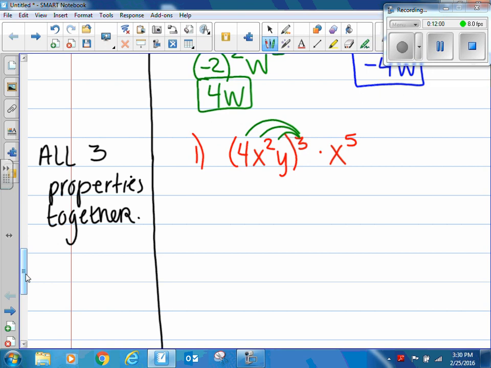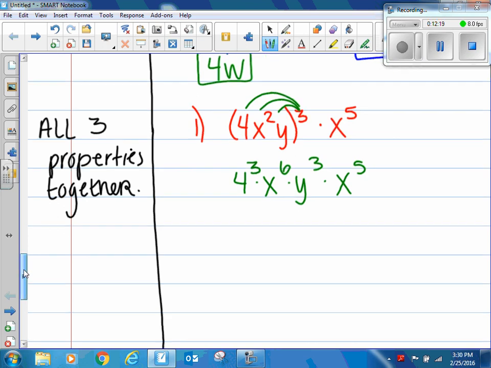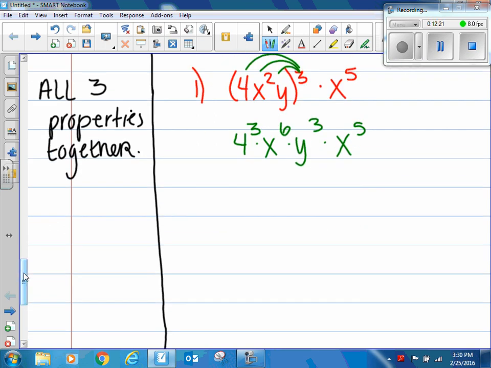So let's do that. 4 cubed, x squared times 3 gives me x to the 6th, y to the 3rd, and I still have this x to the 5th out here. You can put multiplication in between because you are multiplying these all together. Okay, then I can definitely simplify this more. I have 4 to the 3rd, which we know is 64. So this becomes 64.